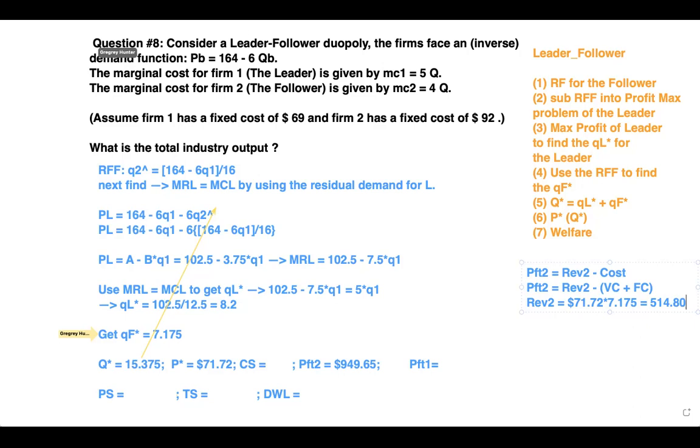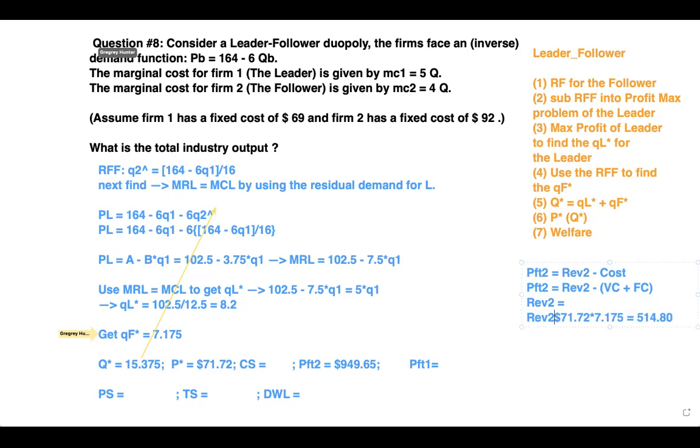Yep. Where did that 71.72 come from? Well, remember that was our price, over here. It's price times quantity for revenue.